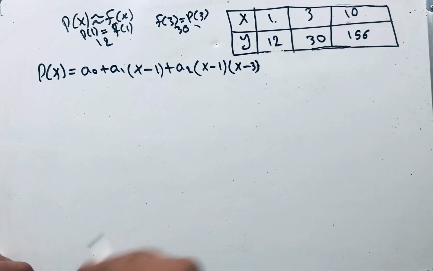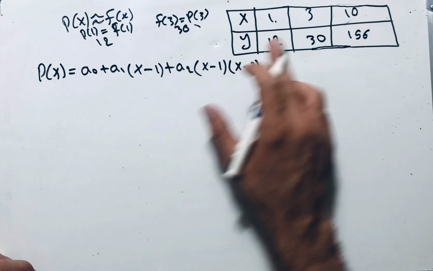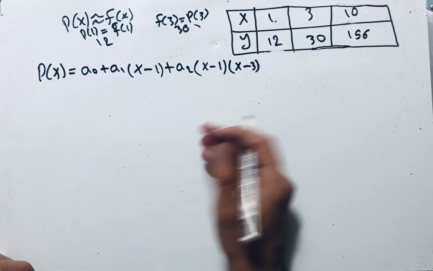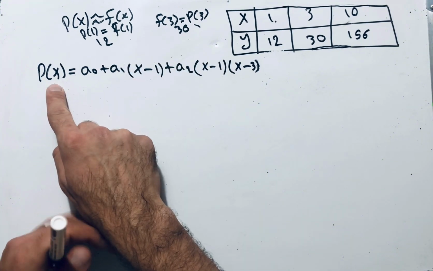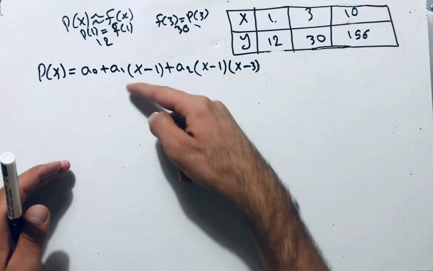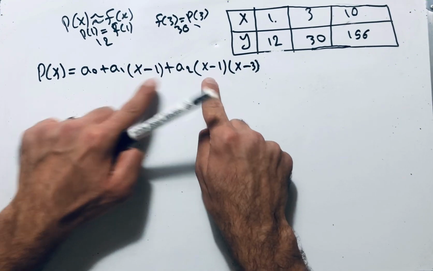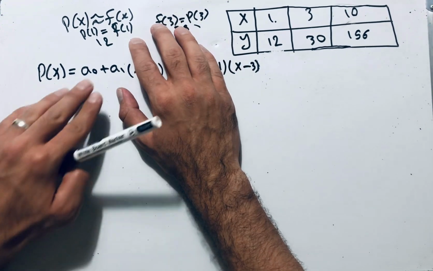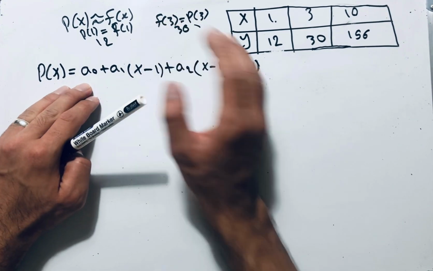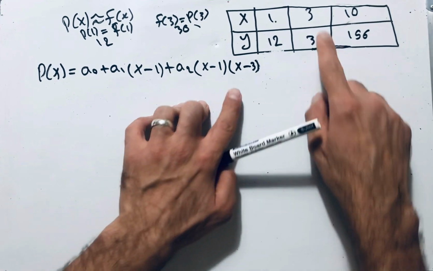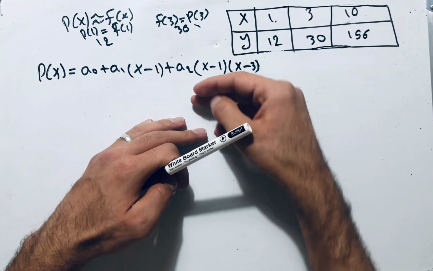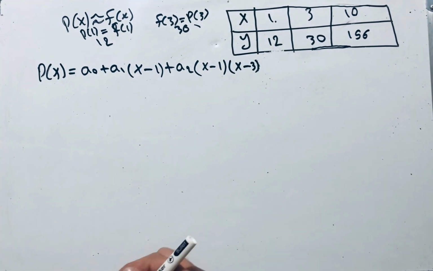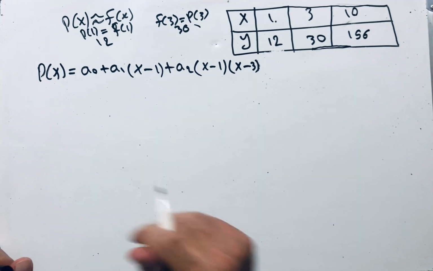Now from here, we're going to take advantage of these given points. If we put the value of x as 1, then this becomes 1 minus 1, this becomes 1 minus 1, and then you can obviously find the value of a0. And later on, if you use the value of x as 3, then this cancels out. From there, we can figure out the values of the constants. Now enough talking, let's just do it.